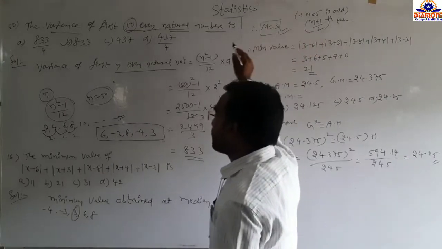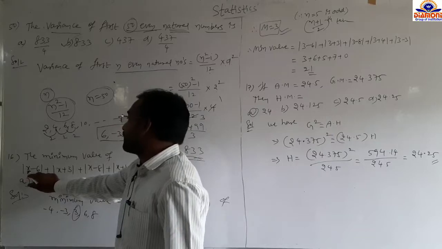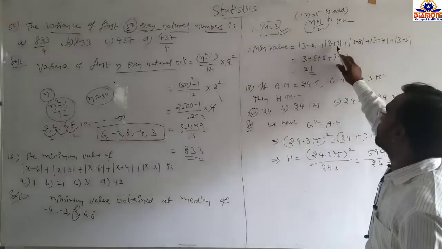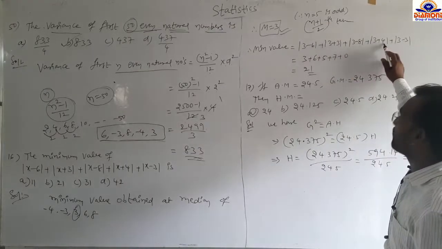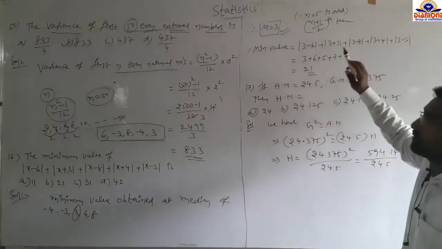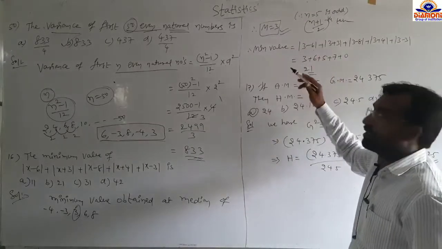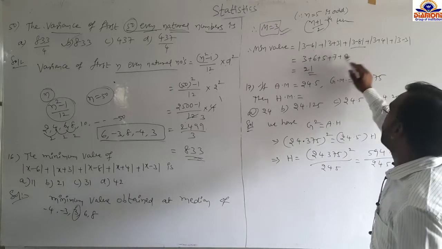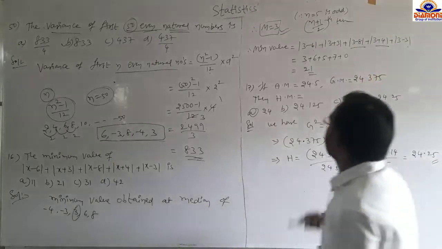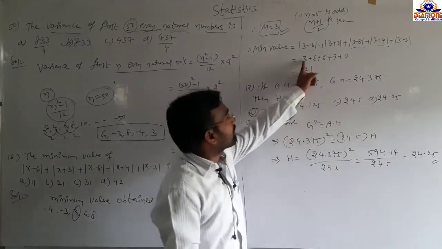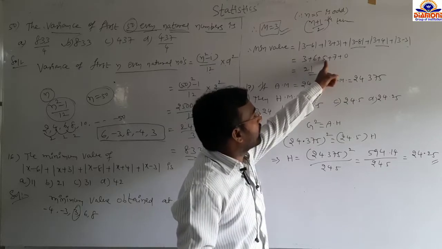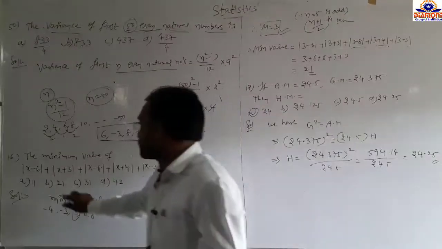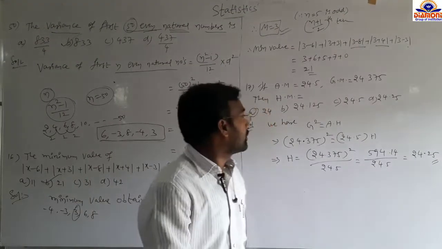This median value 3 is substituted in place of x in the given function. So you get the minimum value. So modulus of 3 minus 6 plus modulus of 3 plus 3 plus modulus of 3 minus 8 plus modulus of 3 plus 4 plus modulus of 3 minus 3. 3 minus 6 is minus 3, modulus is 3. 3 plus 3 is 6. 3 minus 8 is minus 5, modulus is plus 5. 3 plus 4 is 7. 3 minus 3 is 0. So this equals 3 plus 6 is 9, 9 plus 5 is 14, plus 7 is 21. So the minimum value is 21. So option is B.